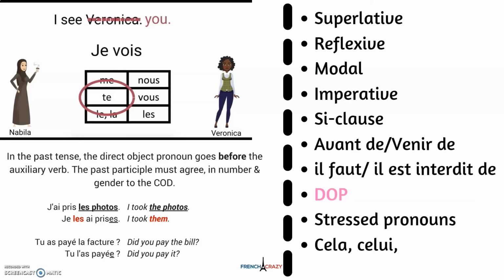And actually, you can use this in the past tense, which will be even more amazing. And in the past tense, you put the direct object pronoun before the auxiliary. And if you wanted to say, I took the photos, or I took them, you would just be like, je les ai prises. Or did you pay the bill? Instead of saying, tu as payé la facture, you can say, tu l'as payée. It's just a quicker and easier way, and sort of a shortcut for French people, and it's a good way to express your knowledge for us.